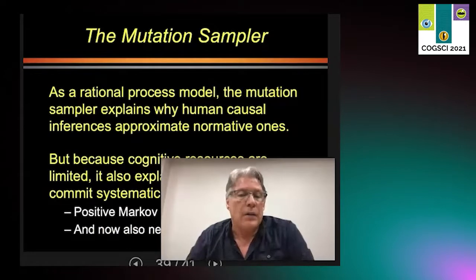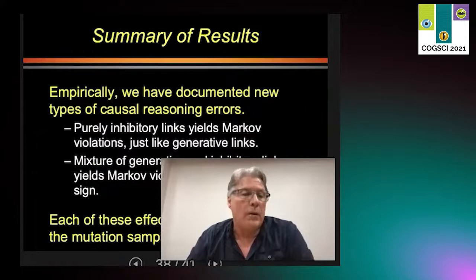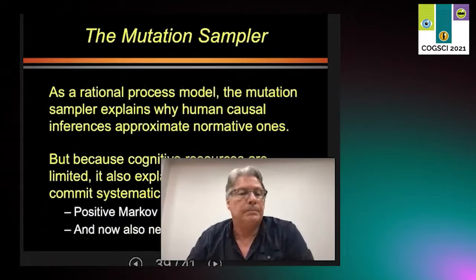Remember that as a rational process model, the mutation sampler explains why human causal inferences approximate normative ones. This is important because people generally reason causally pretty well. But because cognitive resources are limited, it also explains why humans commit systematic errors, such as Markov violations. In our previous work, we used the mutation sampler to explain why positive Markov violations occur. Today, we've not only shown that Markov violations sometimes occur in the negative direction, they do so in just those conditions predicted by the mutation sampler.